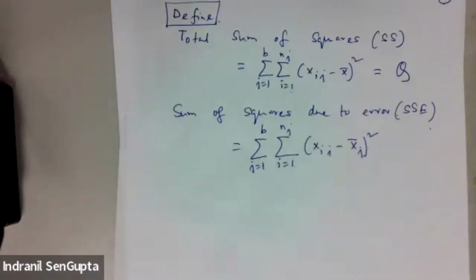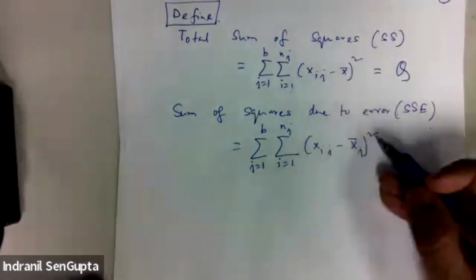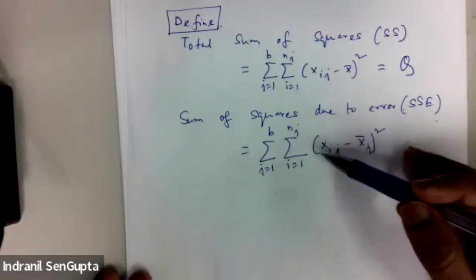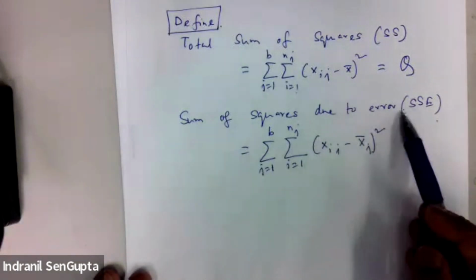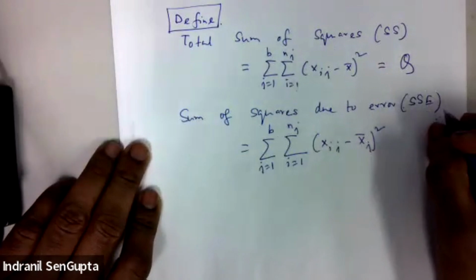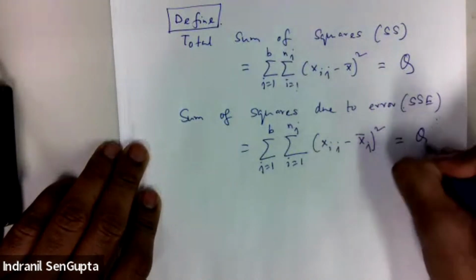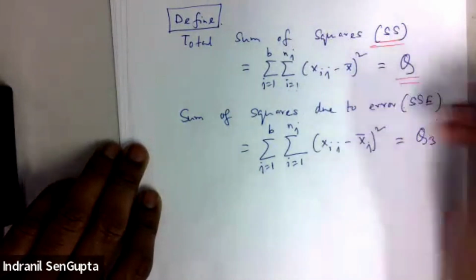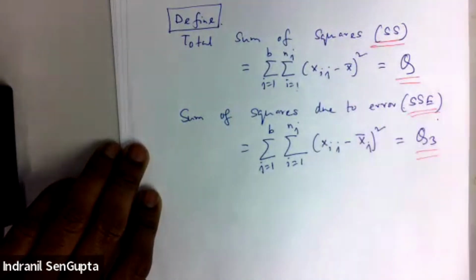It says that in each group, remember the first example that we're doing? So there are a bunch of machines. So for each machine, there are some variations due to that person. So it's basically the error due to the person. So it's the SSE. Another way to write this is Q3. Yes, all these are different notations. So I can write S or Q or SSE or Q3.